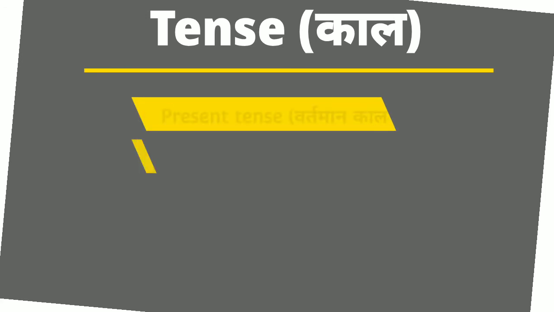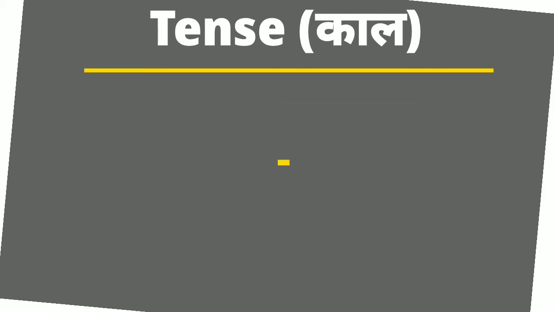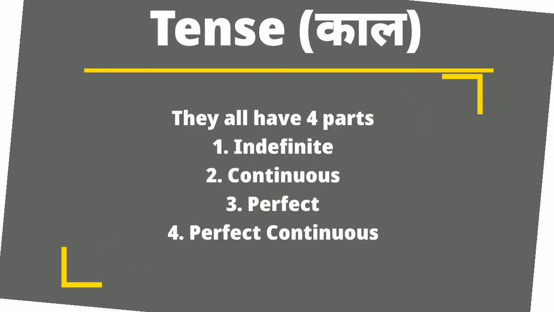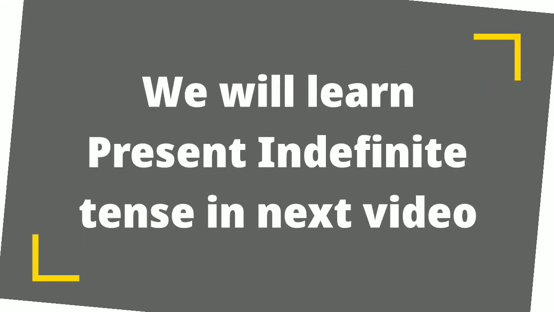Now we learn Hindi tenses, which means काल in Hindi. There are three types of Hindi tenses. Present tense means वर्तमान काल, past tense means भूत काल, and future tense means भविष्य काल. They all have four parts as we have in English: indefinite, continuous, perfect, and perfect continuous. So we will learn present indefinite tense in the next video.